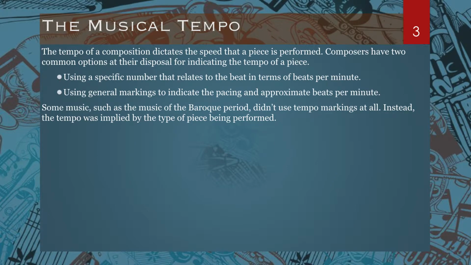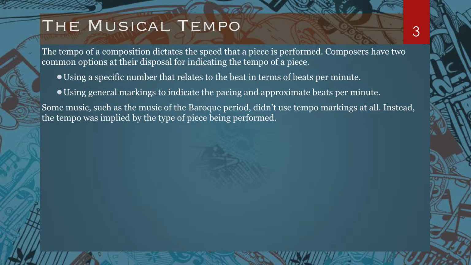So when it comes to musical tempo, the tempo of a composition dictates the speed that a piece is performed. Composers have two common options at their disposal for indicating the tempo of a piece. They can either use a specific number that relates to the beat in terms of beats per minute, in which case at the beginning of the piece they might write MM 156, and that would mean the tempo would have a steady pulse of 156 pulses per minute. Or it could be any other number too. It could be 60, could be 72. It could be any number the composer wants.